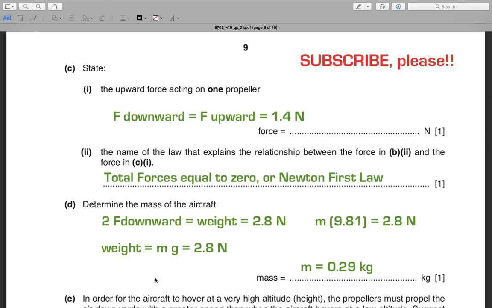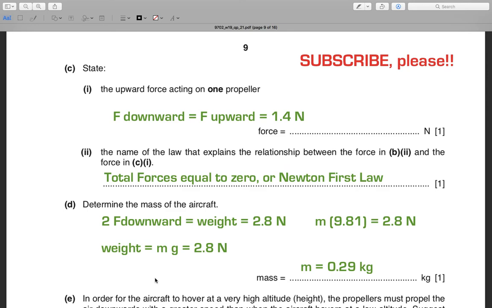And question II, the name of the law that explains the relationship between the force in B II and the force in C I. Yes, this is about Newton's first law, that total force equals zero when the object has a constant velocity.